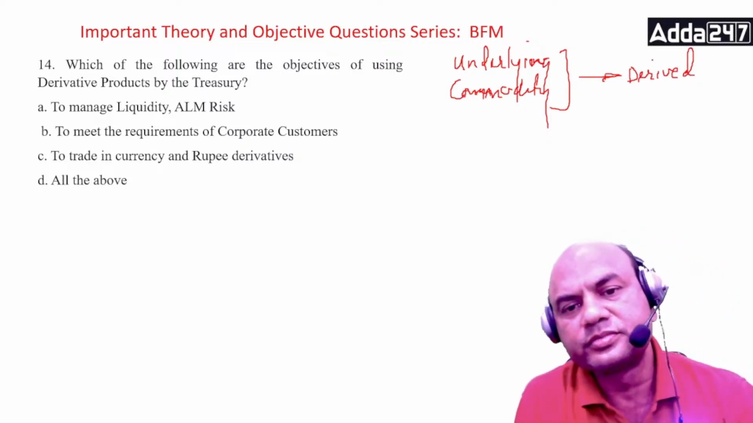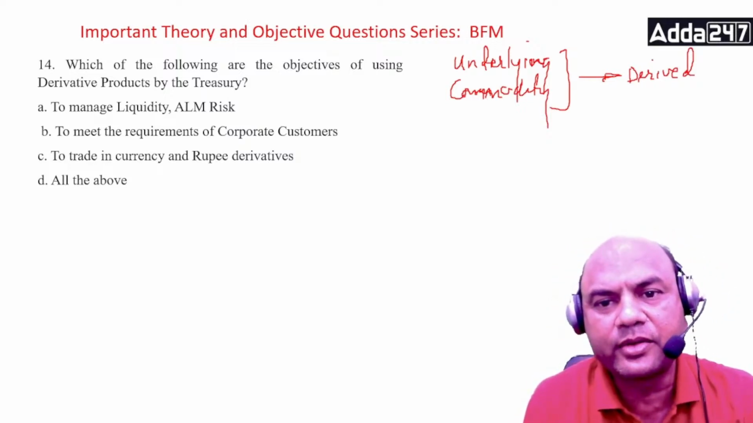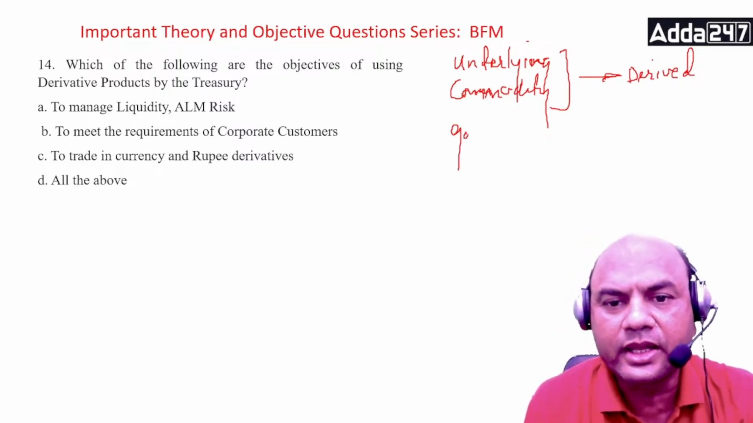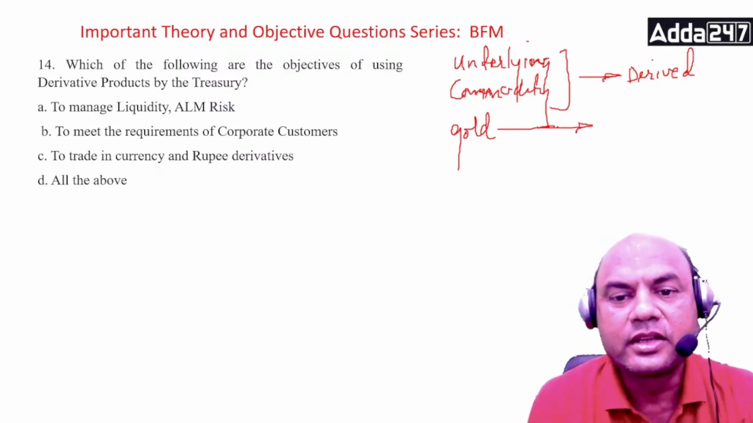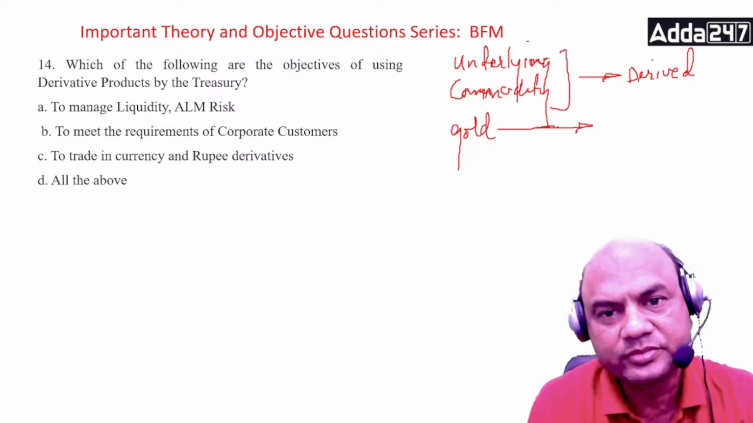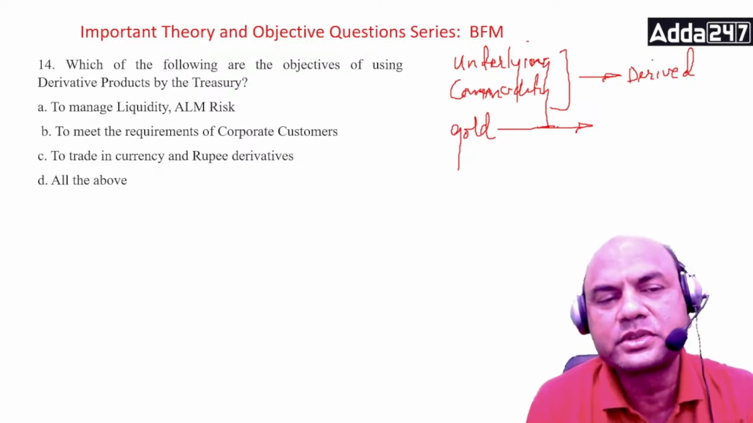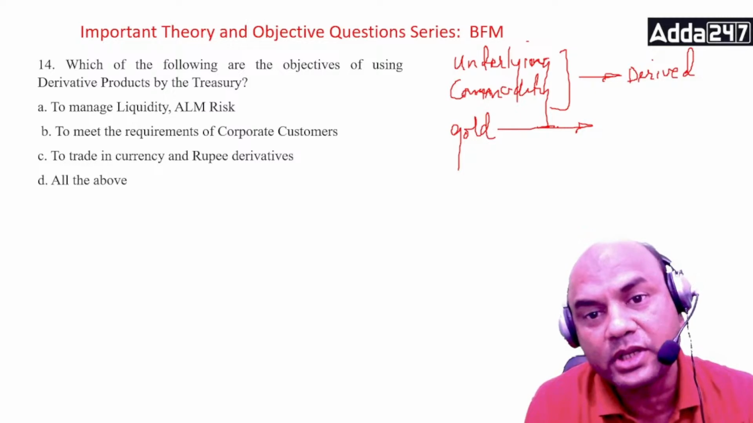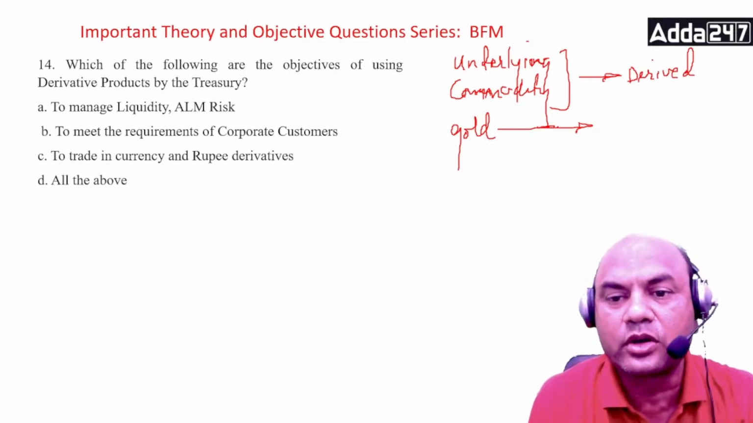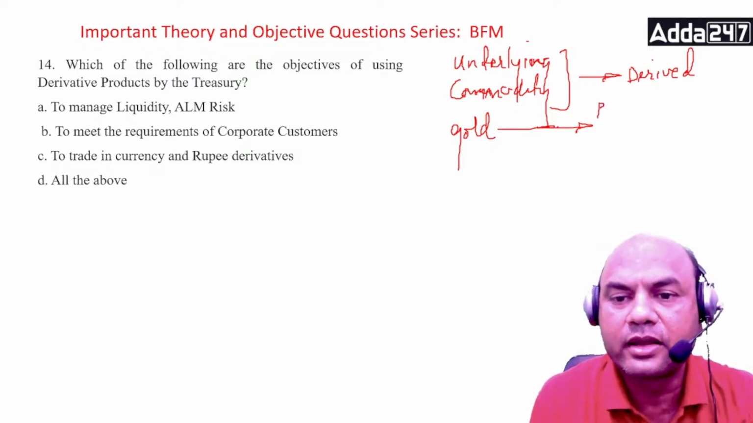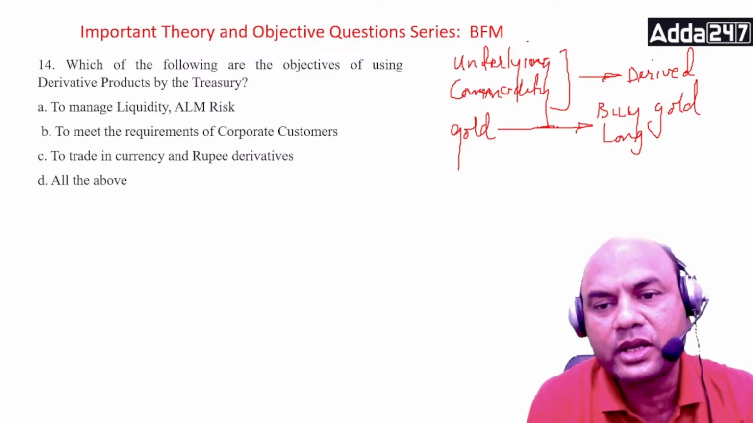Suppose, for example, if I am having gold, so I can have gold derivatives. If I am having dollar, then I can have dollar derivatives. Generally derivatives are used in the treasury to prevent the downside risk. Always remember, if you buy gold, this is called a long position. So once you buy gold, you take a long position, you have to take the reverse position in the derivatives.